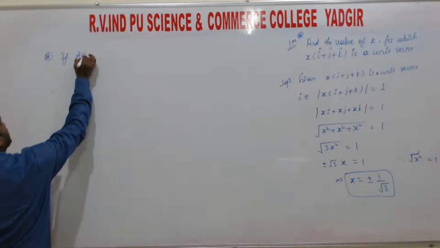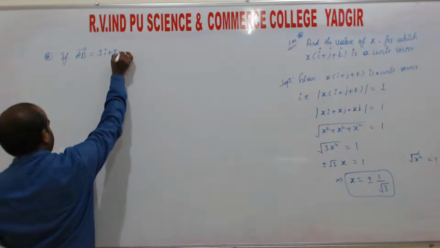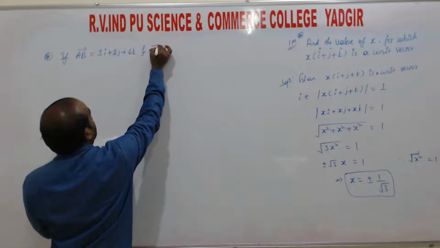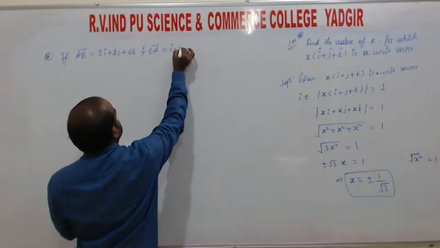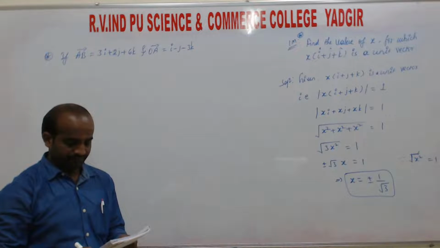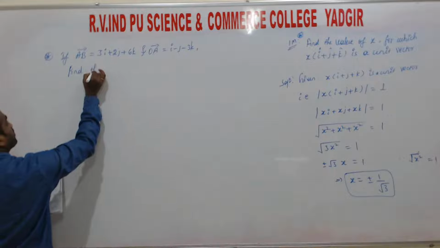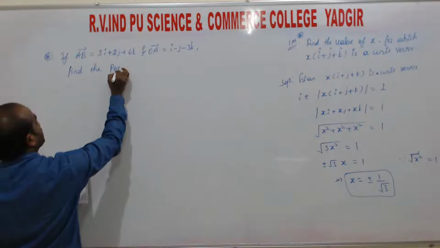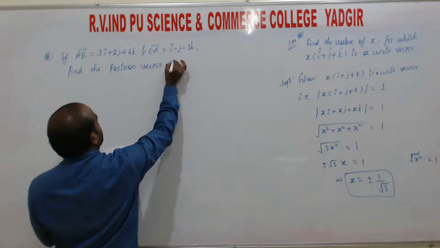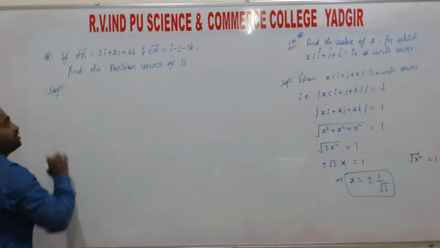If AB vector is equal to 3i plus 2j plus 6k and OA vector is equal to i minus j minus 3k, find the position vector of B. Find the position vector of B.